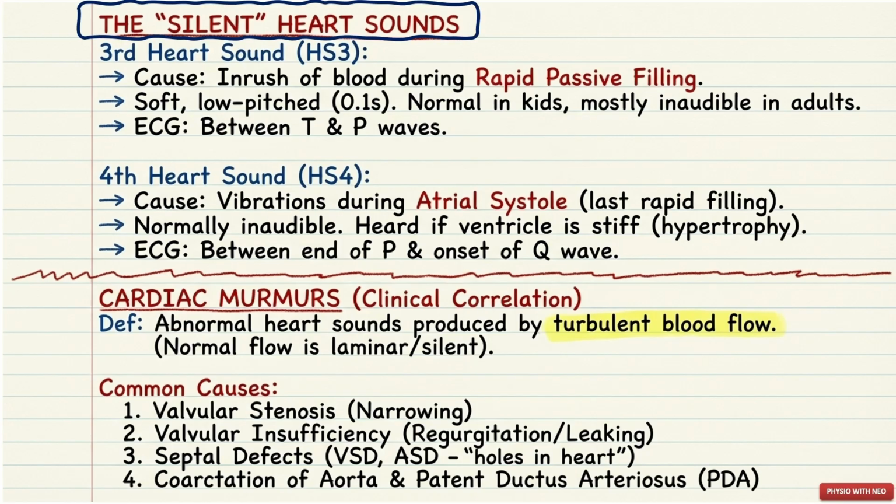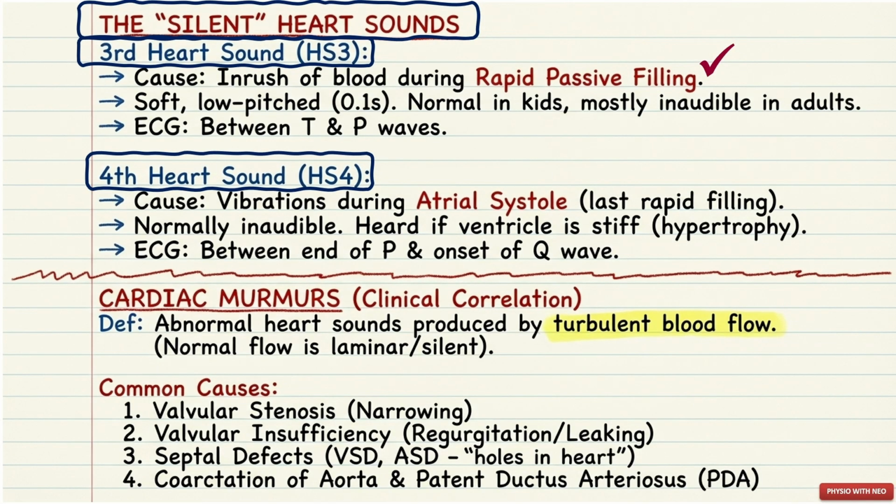Then the third and fourth heart sounds, these are called silent heart sounds because they cannot be heard with the help of a stethoscope. The third heart sound is because of rapid passive filling between T and P wave, whereas the fourth heart sound is because of atrial systole, that is the last rapid filling phase. It comes between the end of P and the beginning of Q wave.